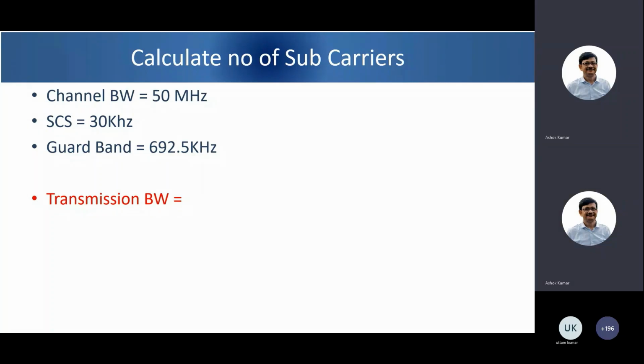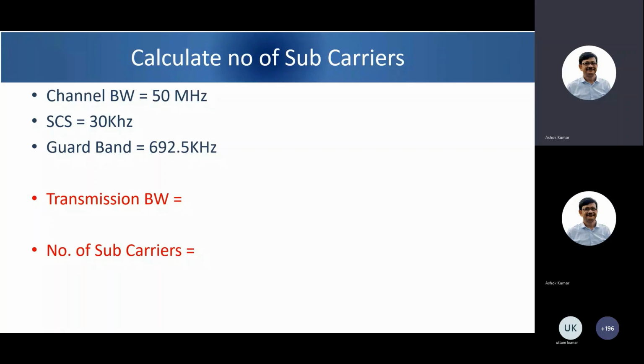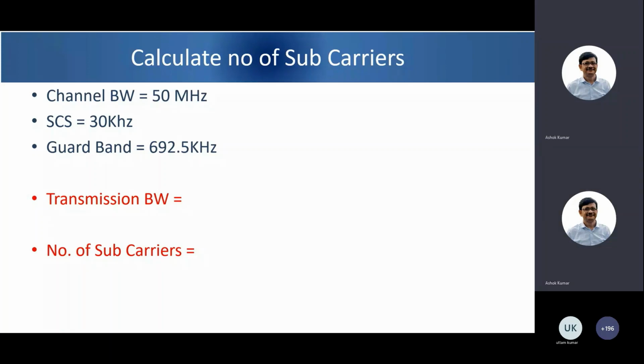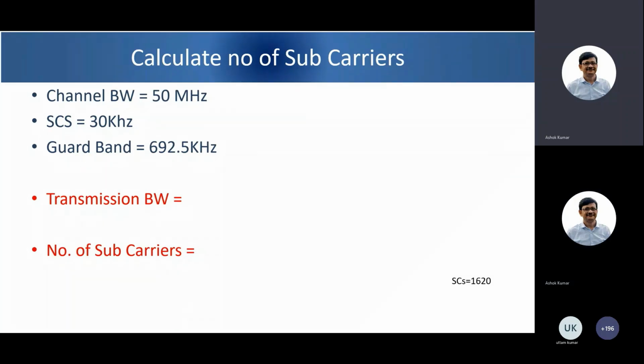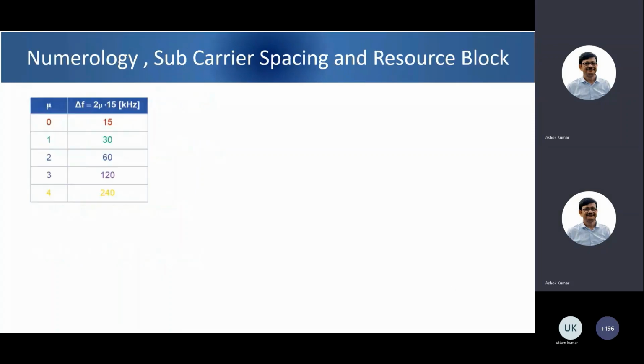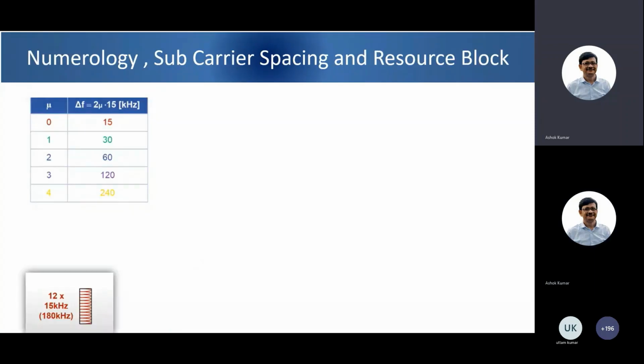Please subtract 692.5 twice from 50 megahertz. Yes, I got the answer. And then you divide. Whatever answer you get, 48.615, you divide that by 30 kilohertz because subcarrier spacing is 30 kilohertz here. Now you are getting the transmission bandwidth. Divide that by 30, you'll get the number of subcarriers. So 1620 is the right answer. Many of you have it fully calculated. Great. So keep doing this exercise.